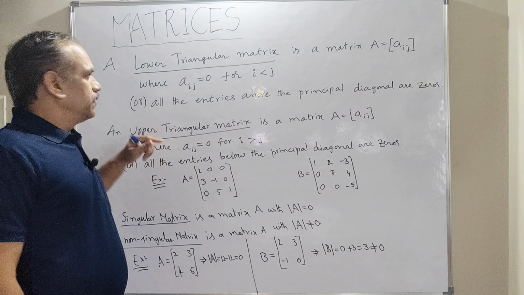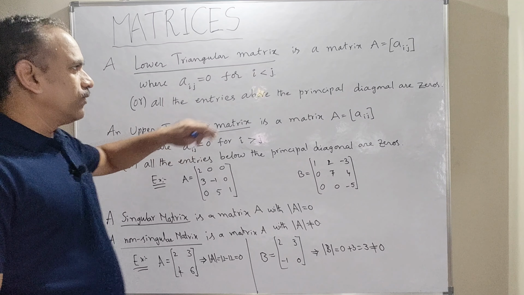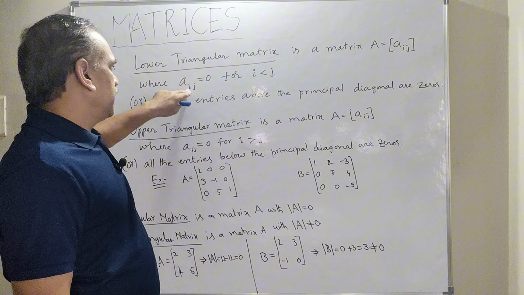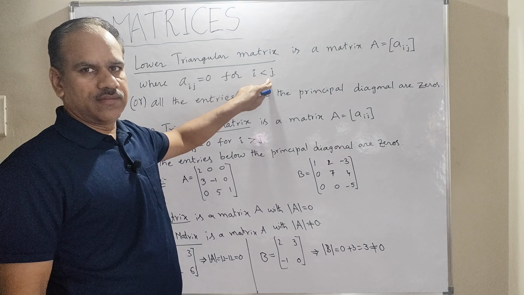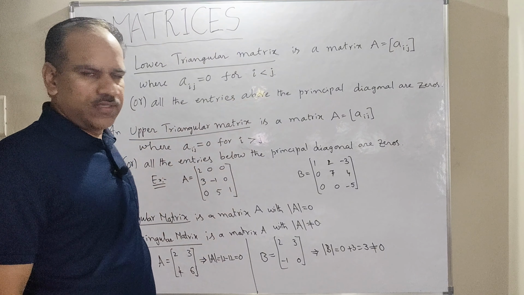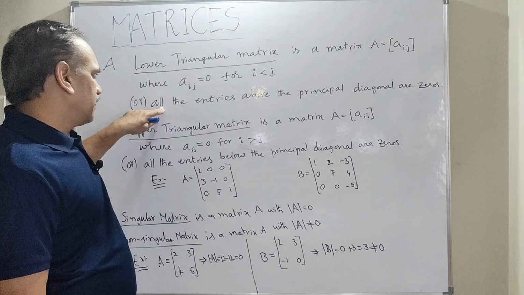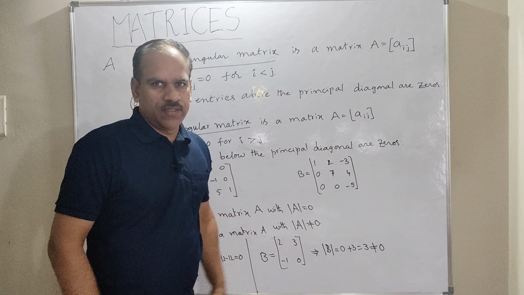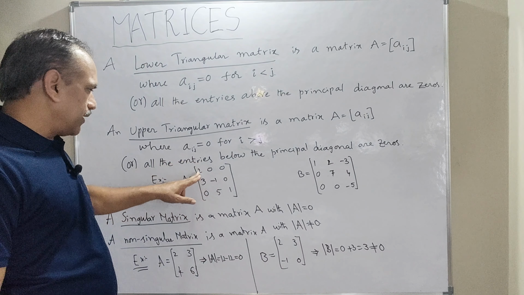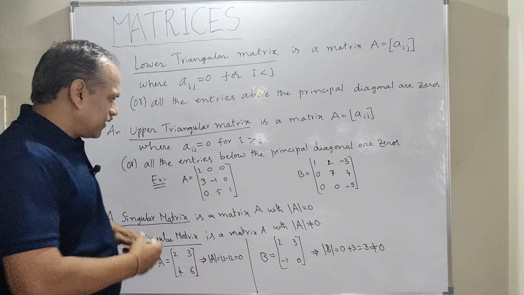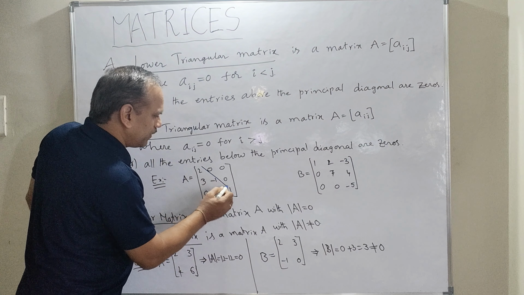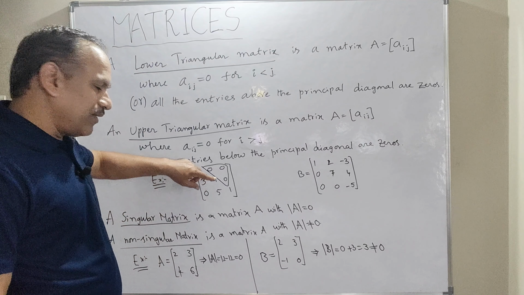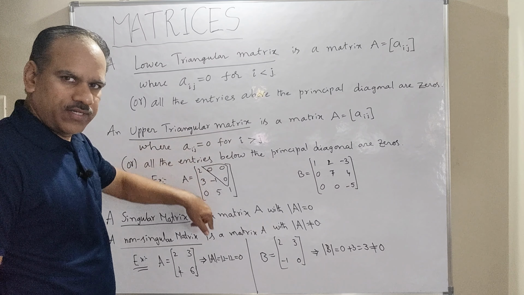So coming to a lower triangular matrix. What is a lower triangular matrix? Suppose a matrix A is Aij. Then Aij equal to 0 for i less than j. So this is the mathematical definition of lower triangular. But what is the concept? The concept is all the entries above the principal diagonal are zeros. See, this is the principal diagonal, and you can see all the entries above the principal diagonal are zeros. So if all the entries above the principal diagonal are zeros, we call it a lower triangular matrix.